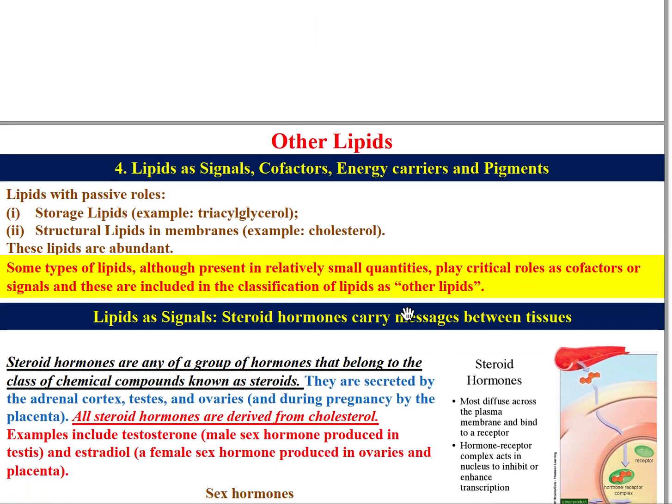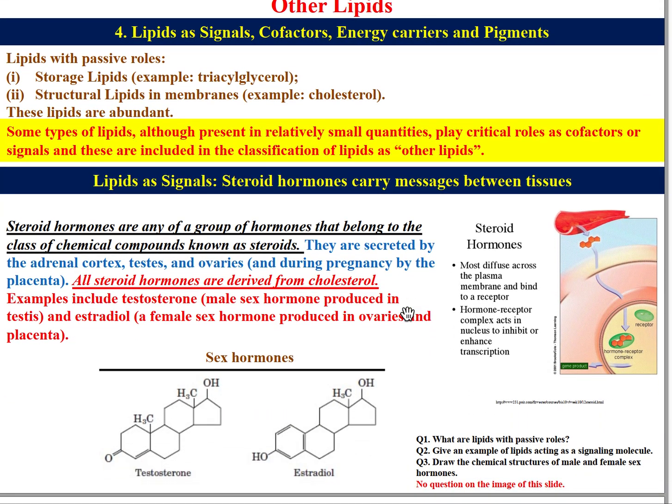So, what are the other lipids? Other lipids include signaling molecules, cofactors, energy carriers and pigments. Lipids with passive roles, like storage lipids and structural lipids, we have already studied. These lipids are abundant. Some other types of lipid, although present in relatively small quantities, play a crucial role as cofactors and signals, and thus are included in the classification as other lipids.